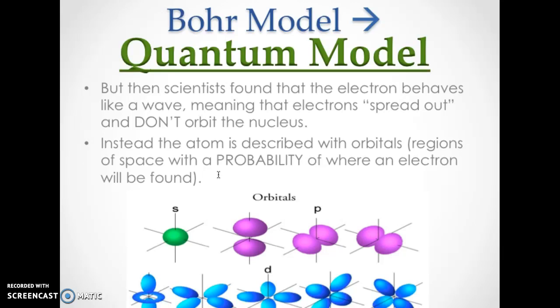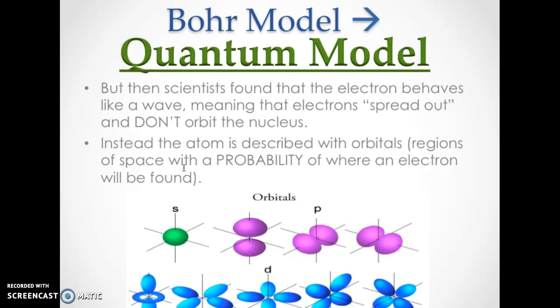It says, but then scientists found that the electron behaves like a wave, meaning that electrons actually spread out and they don't orbit the nucleus like planets orbit the sun. Instead, the atom is described with orbitals. So orbitals, not orbits. I don't ever want you to use the word orbits. Instead, these electrons move around something called orbitals, which are regions of space with a probability of where an electron is found. So what does that even mean?